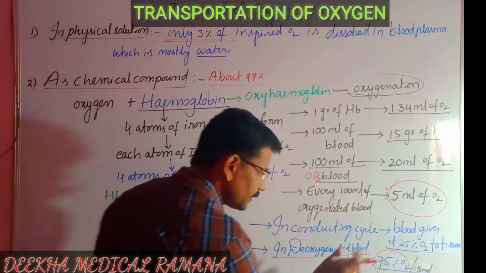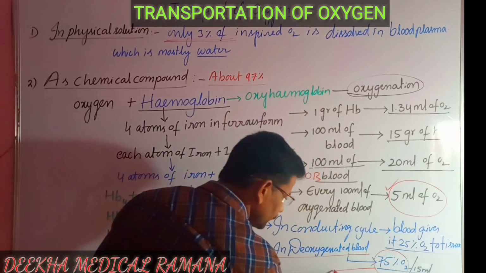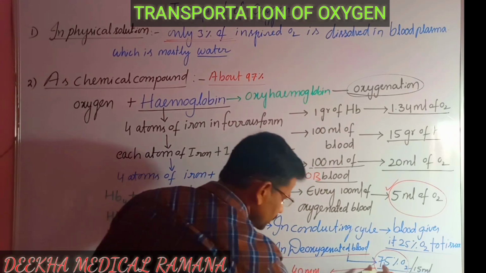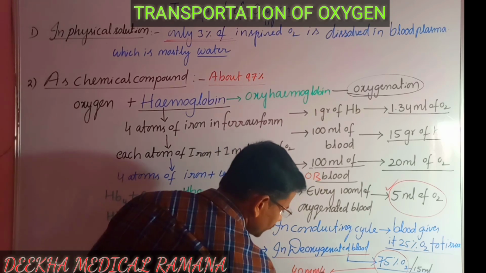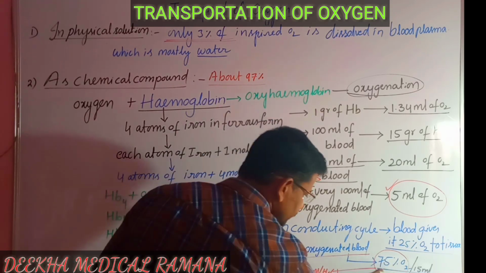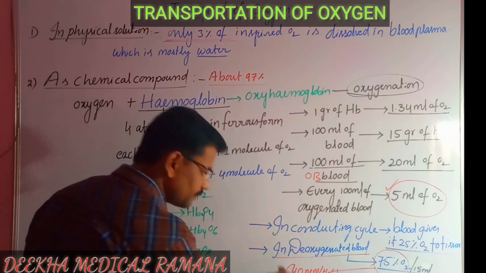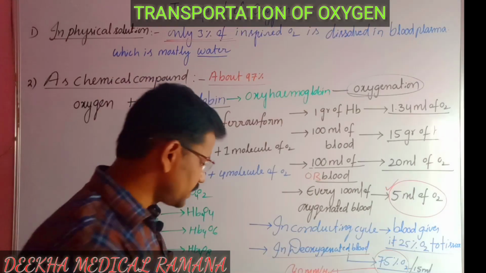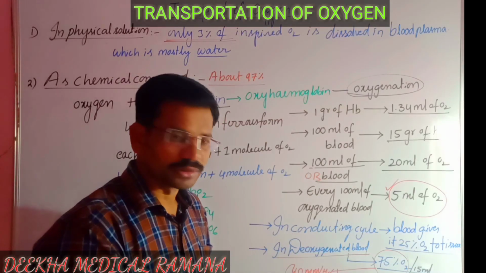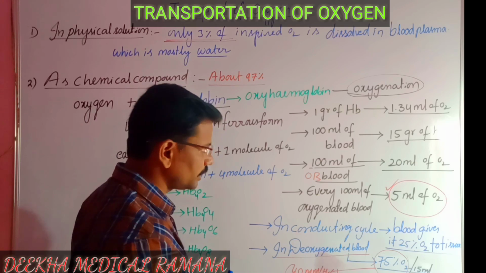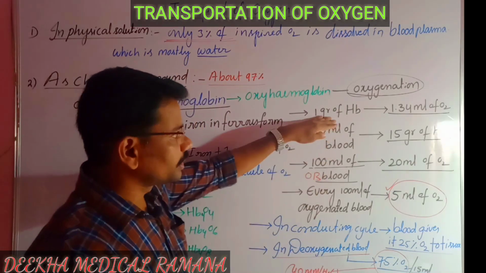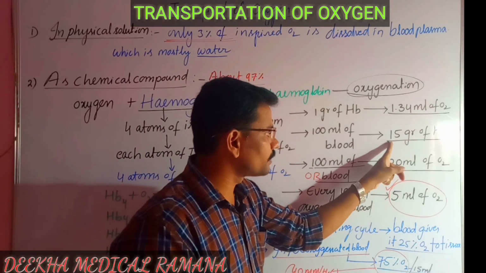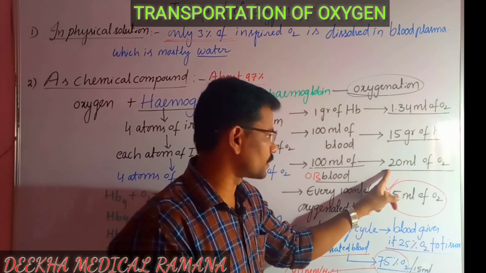So this 75% of oxygen is present at a partial pressure of oxygen of 40 mm of Hg. We know the deoxygenated blood partial pressure is 40 mm of Hg, right? So here you have to understand: 1 gram of hemoglobin can carry 1.34 ml, and 1.34 into 15 grams of hemoglobin gives 20 ml of oxygen, right?